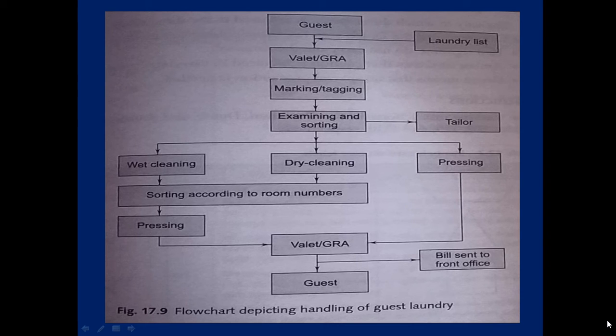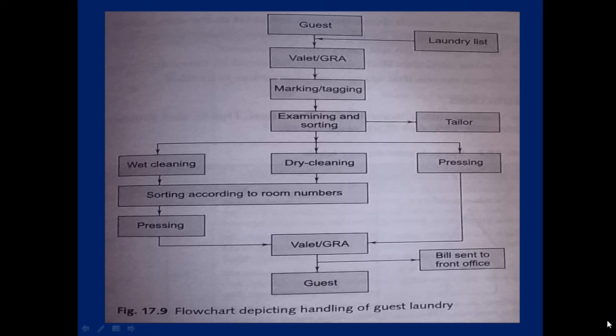Then examining and sorting. Sorting has to be done properly. Colored items should be separated. Whites should be separated. Then how many shirts have buttons and how many do not. Then trousers. Everything should be properly sorted and kept aside. And if it requires any mending, stitching work or any rough work, it should be sent to the tailoring section.